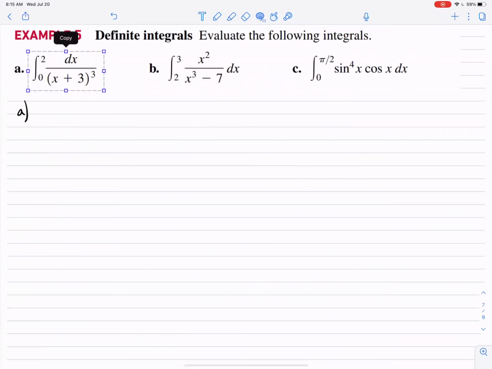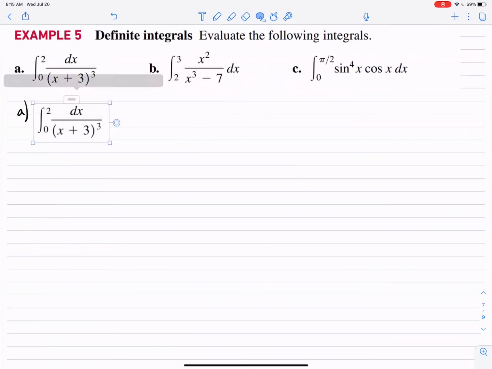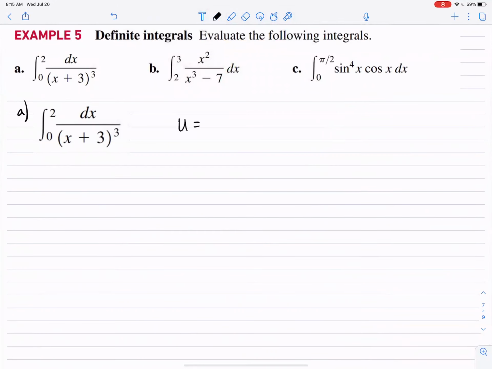Let me do this one fully, and I'll do it the way where you change the bounds at the very beginning. The more you do them, the more obvious they become, but the u is going to be the bottom function. So it's x plus 3, and so du is just dx. Because u is x plus 3 and x goes from 0 to 2, when x is 0, u is 3, and when x is 2, u is 5. And so our new bounds are 3 to 5.